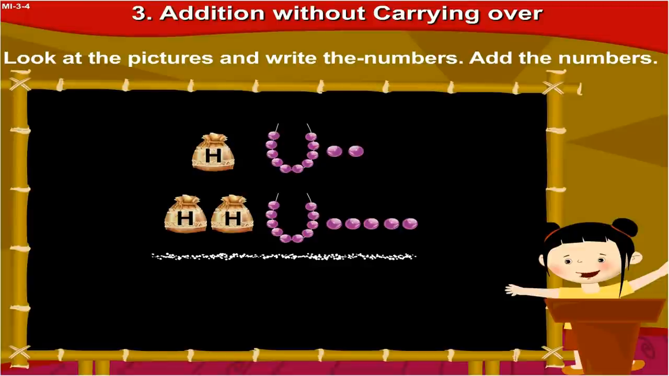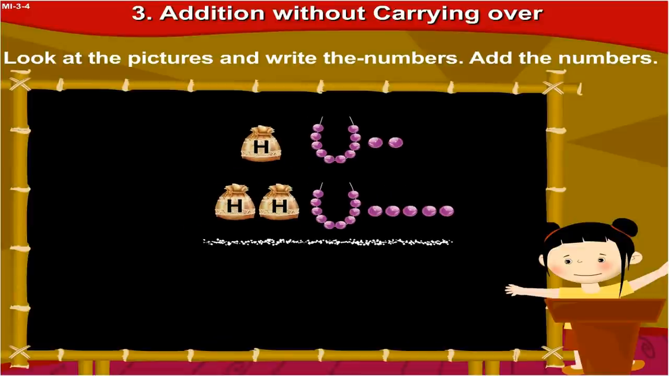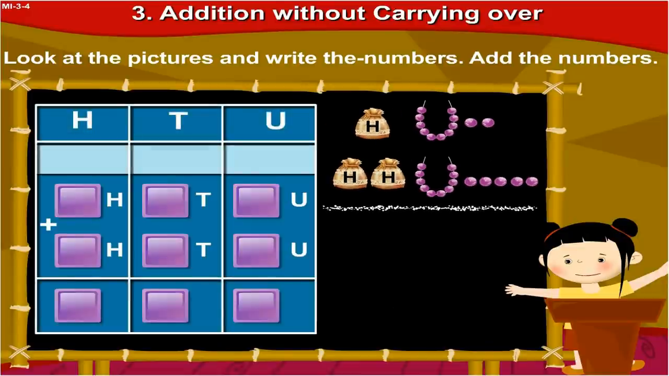Look at the pictures and write the numbers. Add the numbers. In the picture we have 100, 1 ten and 2 units. Then we have 200s, 1 ten and 5 units. Well, now let us fill up the boxes with the respective number. First, we have 100, so we will write 1 in this box. Then 1 ten, so 1 over here. And 2 units, so we will write 2 over here. Now the second row. It has 200, so we will write 2 over here. 1 ten, so we will write 1 over here. And 5 units, so we will write 5 over here.